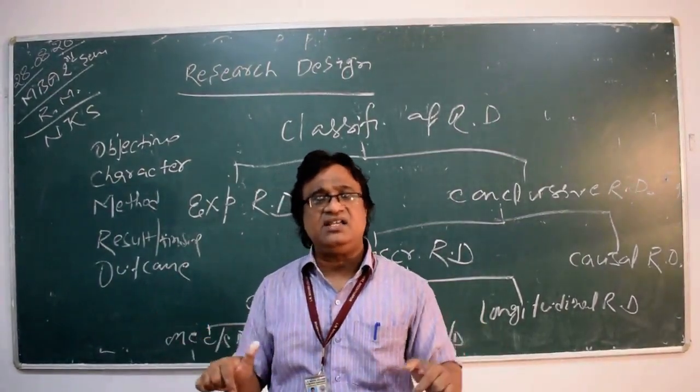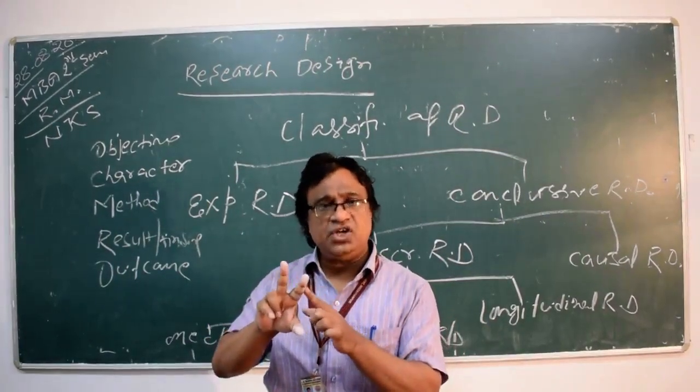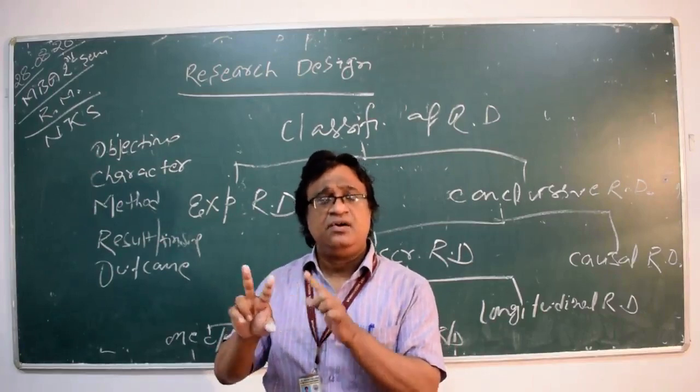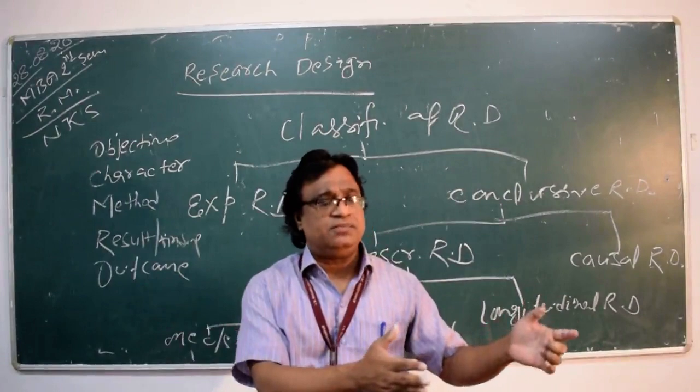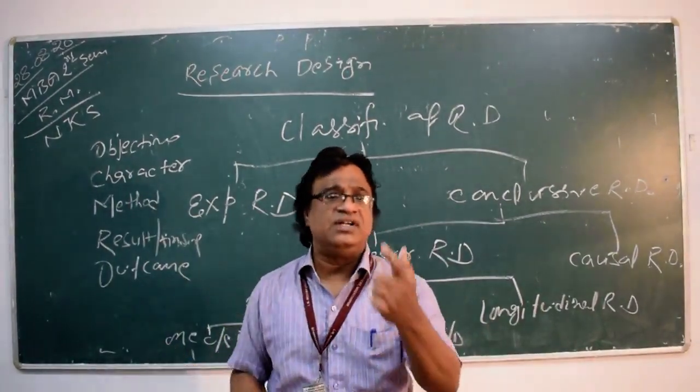So this is the classic example of amalgamation of two types of research design. One is exploratory and the other one is descriptive, and that depends on the nature of the project. We can also include causal type of research.